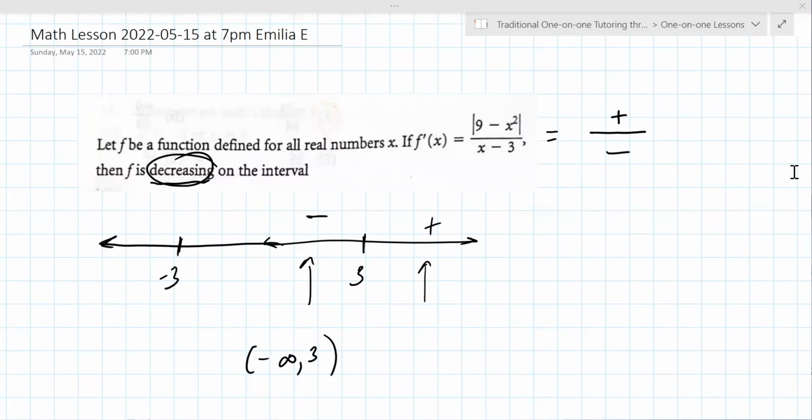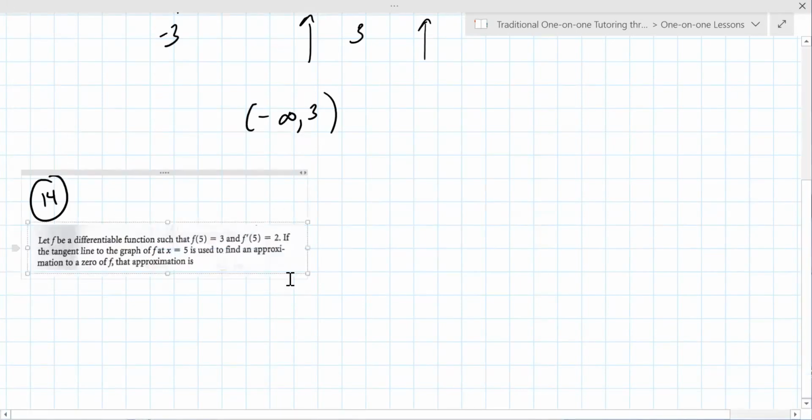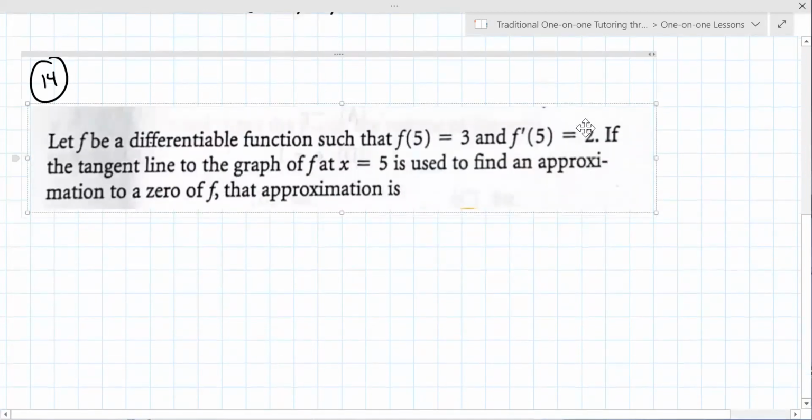All right, I'm going to go on to 14 now. Let f be differentiable such that f of 5 equals 3 and f prime of 5 equals 2. And if the tangent line to the graph at 5 is used to find an approximation to a zero of f, that approximation is... a lot of words.